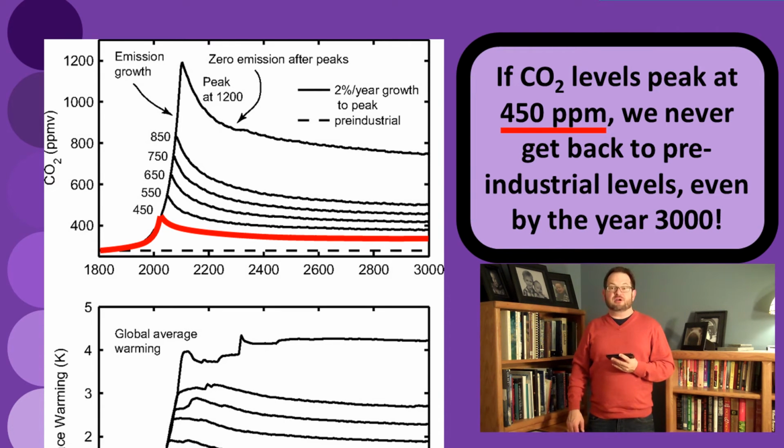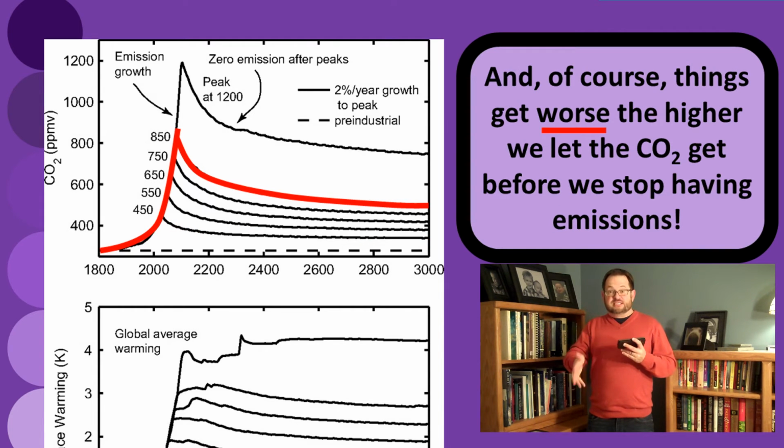And 450 parts per million is nothing. We're already a little over 400, and remember pre-industrial was like 280. We're going to blow right through 450. And if you pick one of these higher peaks, for example 850 parts per million, let's say we continue burning fossil fuels until we hit 850 parts per million, and then we suddenly find it's more economical to use green power or whatever.